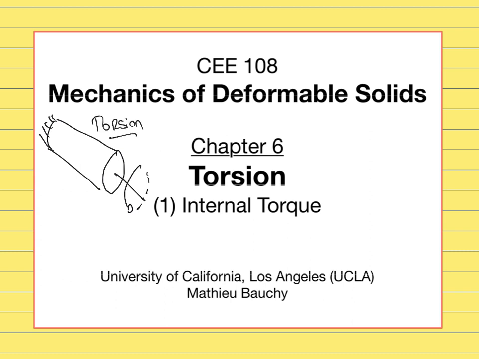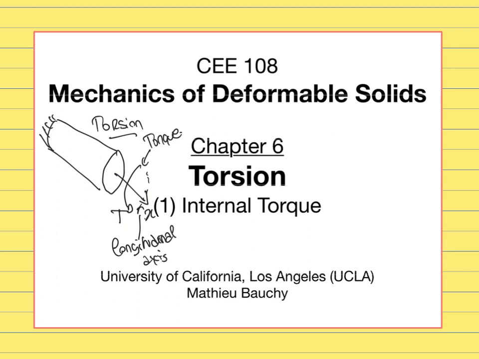Torsion we are going to define as a twist deformation of a member that results from the application of a torque along its longitudinal axis. In this case, X would be the longitudinal axis of this shaft, and the moment is applied along this longitudinal axis. When you have a moment that is applied along the longitudinal axis and tends to make the cylinder twist, in that case we would call it a torque. We would typically write it T.